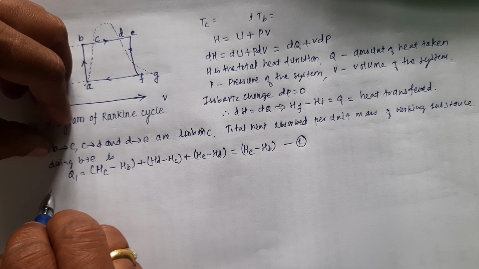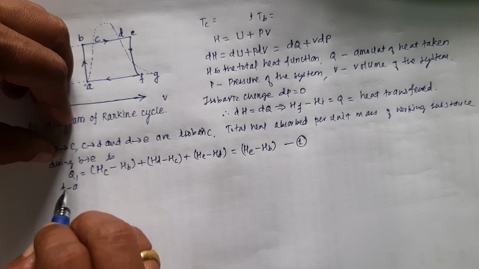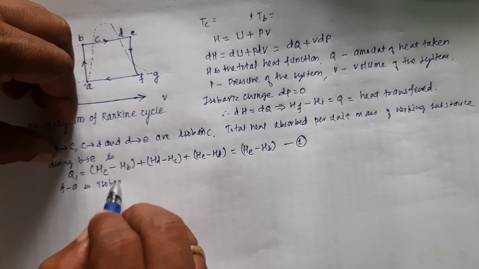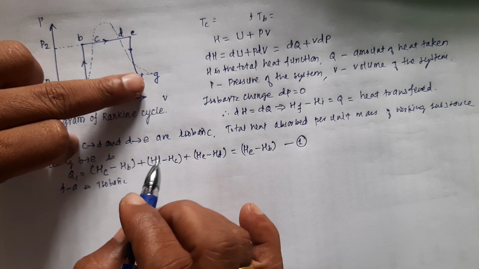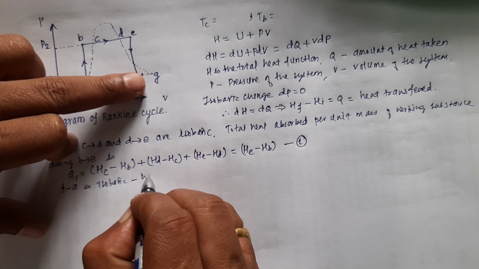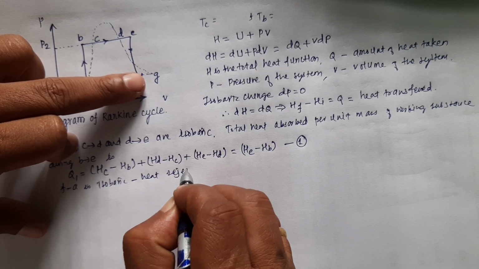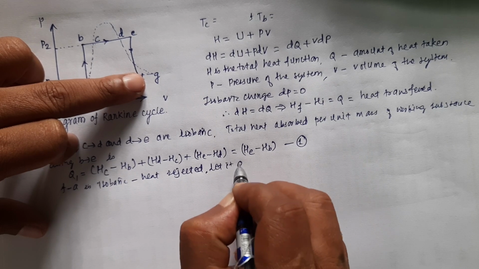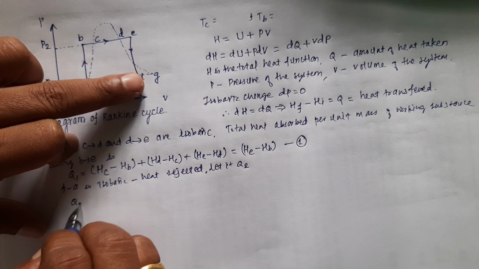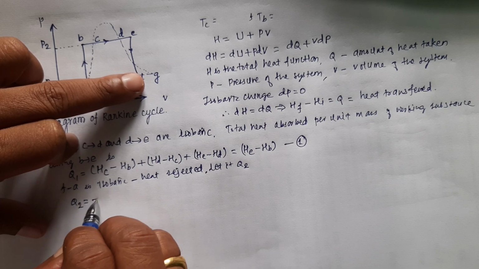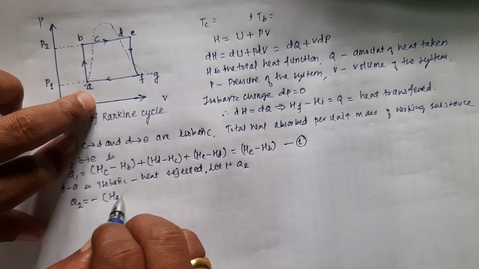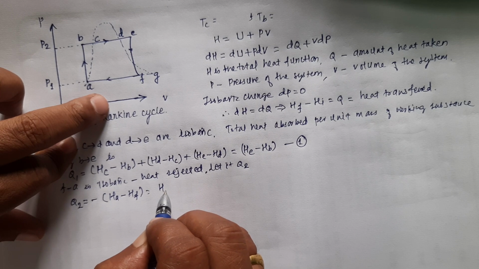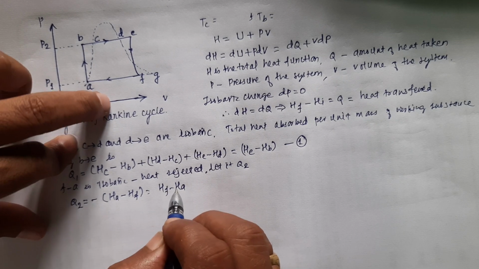The operation F to A is isobaric, and here heat is rejected. So we can denote it as Q2. We can write Q2 is equal to minus of HA minus HF. So it is HF minus HA.